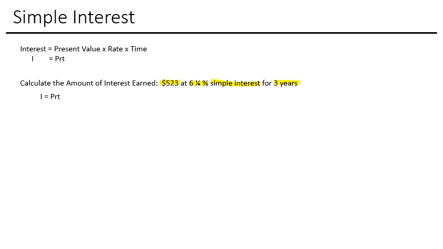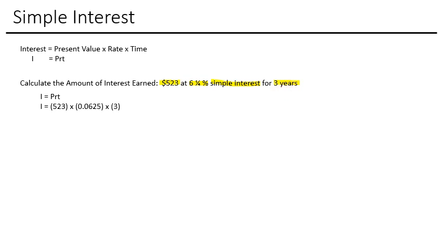So we're going to take our formula, I is equal to P times R times T, and plug in the values that we can. P is our present value, which is $523. Your rate is 6.25% interest. Now, remember I said that your interest has to be in decimal form, so you have to convert that. If you can't remember how, you can take 6.25 and divide it by 100. That'll give you the decimal. And then 3 is the 3 years.